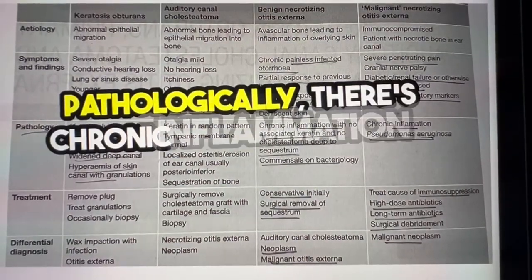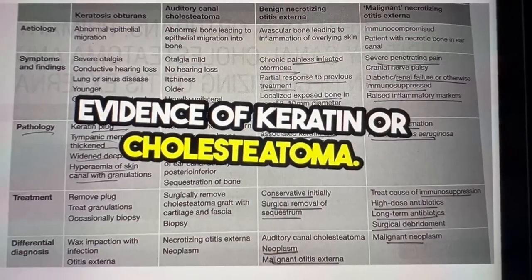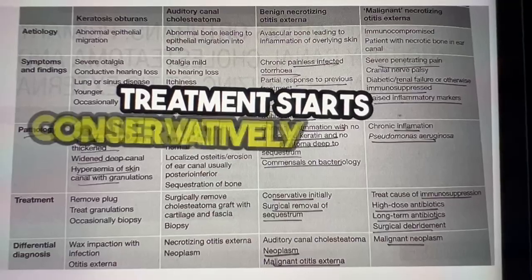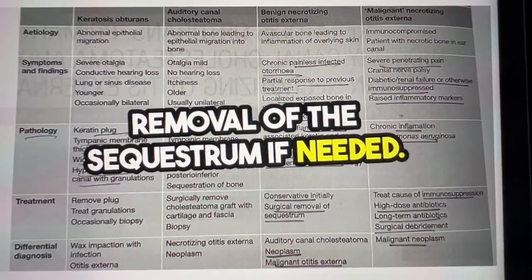Pathologically, there's chronic inflammation, but no evidence of keratin or cholesteatoma. Bacteriology often shows commensals. Treatment starts conservatively, but may require surgical removal of the sequestrum if needed.